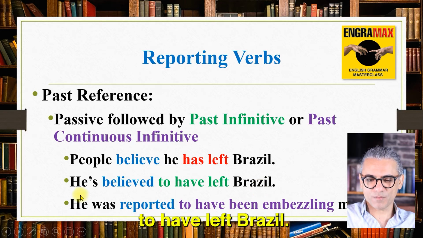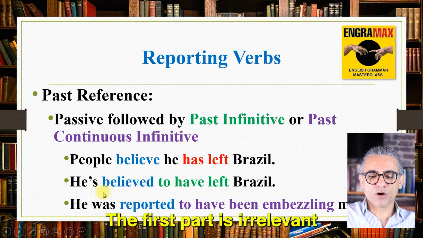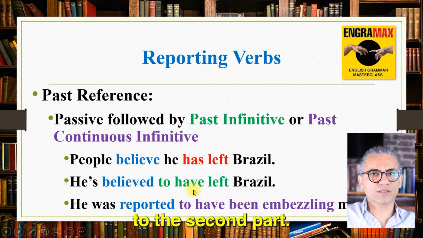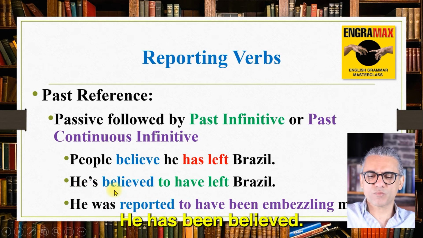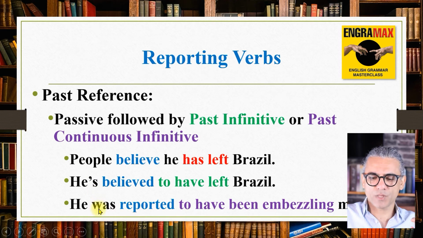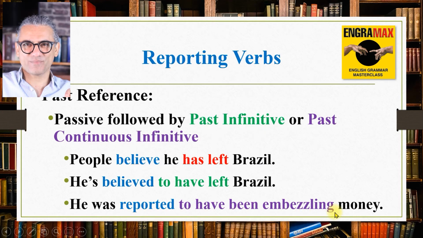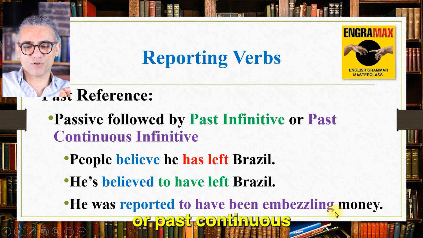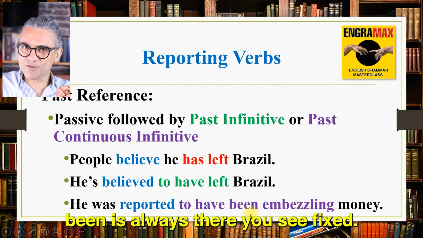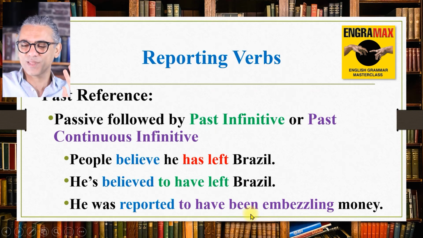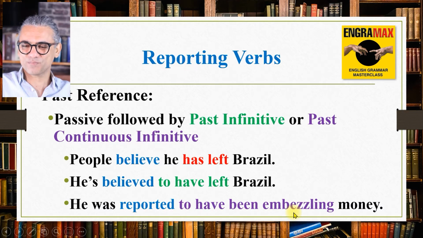To have left Brazil. He was reported, again, listen guys, the first part is irrelevant to the second part. The first part could be in present, he is believed, he was believed, he has been believed, he will be believed, irrelevant. He was reported to have been embezzling money. This is past continuous form or past continuous infinitive. To is always there. Have is always there. Been is always there. You see, fixed. But embezzling is the continuous form or the ing form of the main verb.